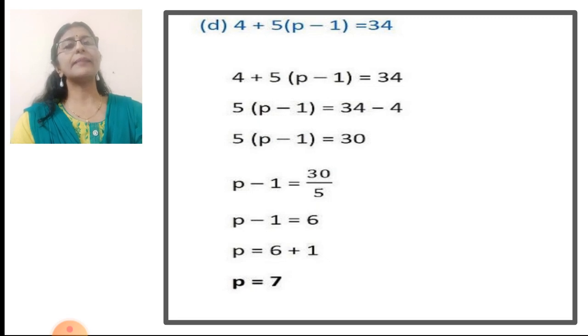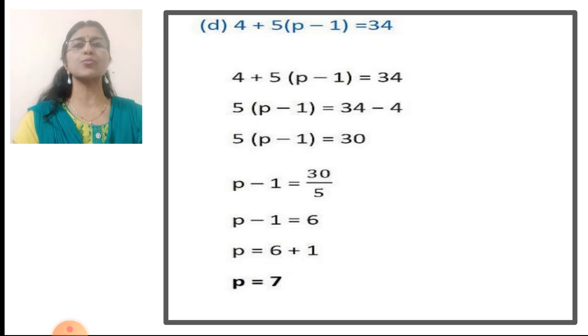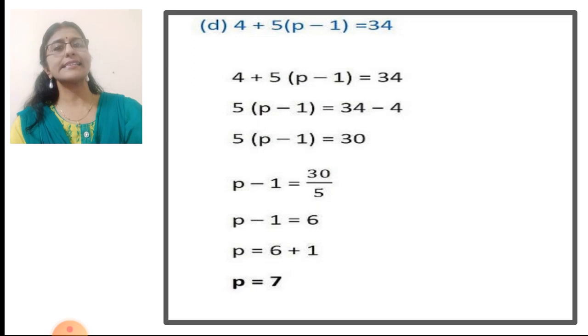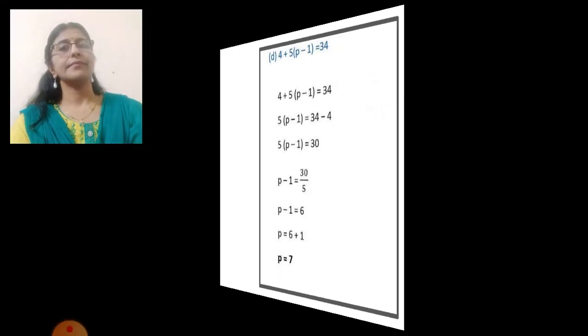Now again we will bring minus 1, which is on the left hand side, to the right hand side. So we transpose minus 1 to the right hand side. When we bring it to the RHS, minus 1 will become plus 1. So therefore p is equal to 6 plus 1. And then 6 plus 1 is how much? It is 7. Therefore p is equal to 7. So we got the value of p as 7.